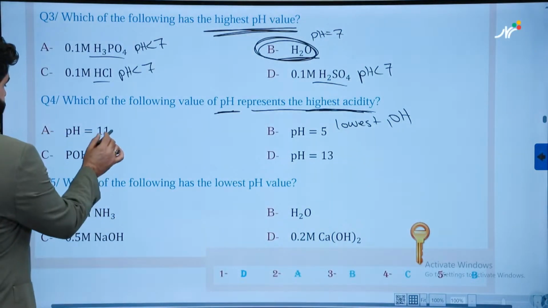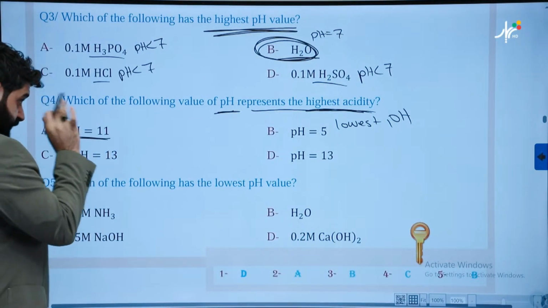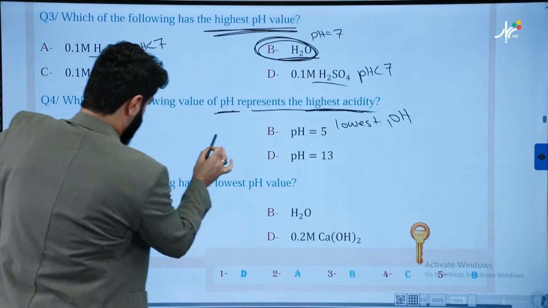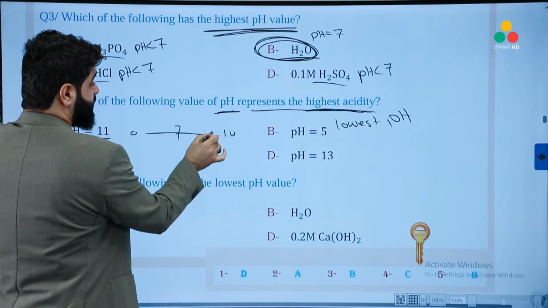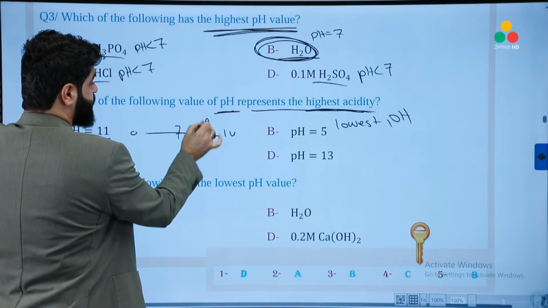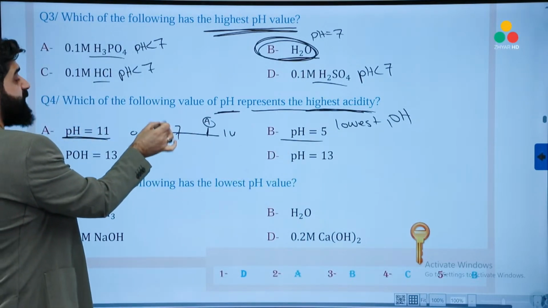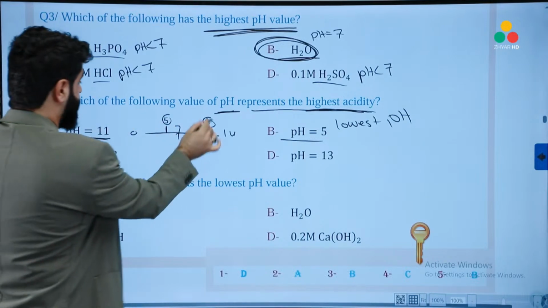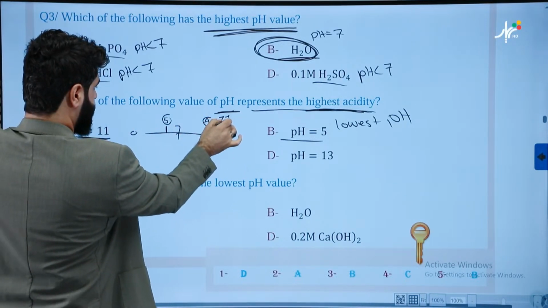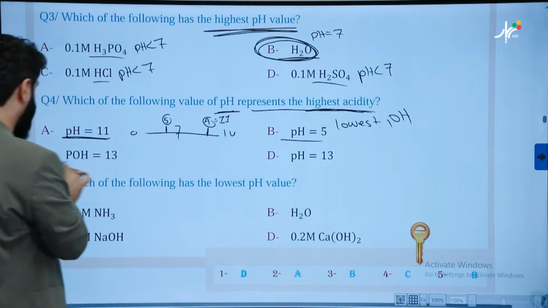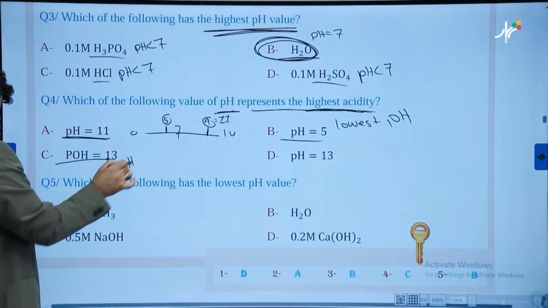Look at it, my dear. pH is 11. Good. Just wait. Our scale here: 0, 7, 14. This is 11. Okay, or A. pH is 5. 5 is something like here. And the pOH, okay, we need this in pH. So it must be turned into pH.